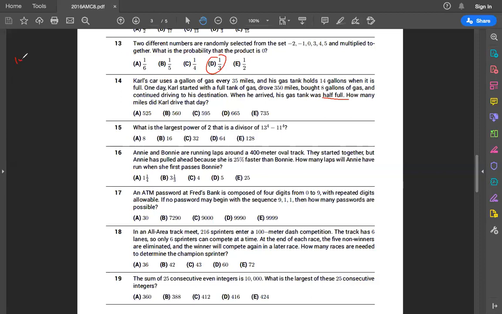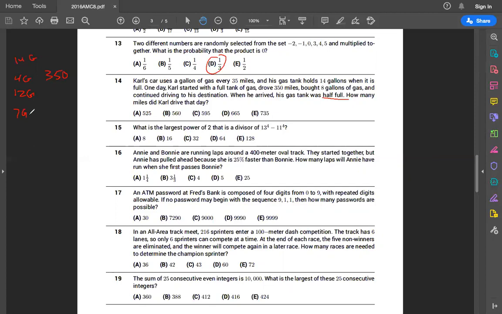So at the start he has 14 gallons, and he drives 350 miles. Well, that's going to use 10 gallons because 350 divided by 35 is 10. So he's down to 4 gallons. And then we're told that he refills for 8 gallons, which would bump him back up to 12. And then when he arrives at his destination, his tank is half full, which would be half of 14.